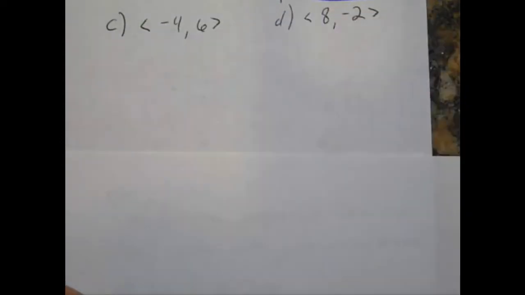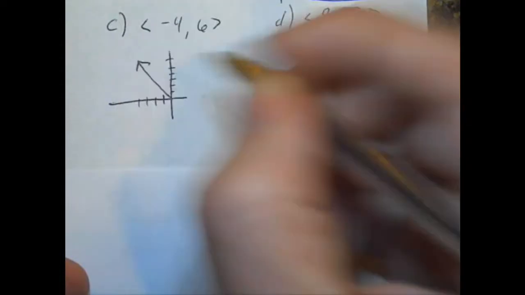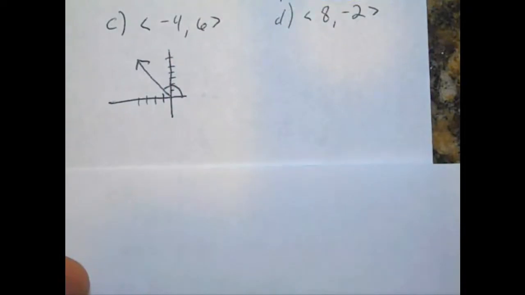Beautiful. So I have -4, +6. So 1, 2, 3, 4. 1, 2, 3, 4, 5, 6. So that is my direction angle.